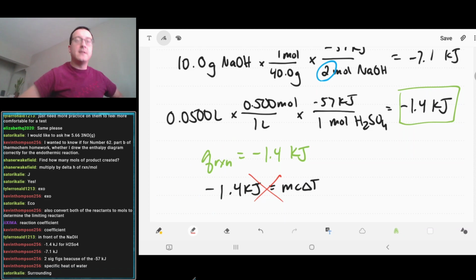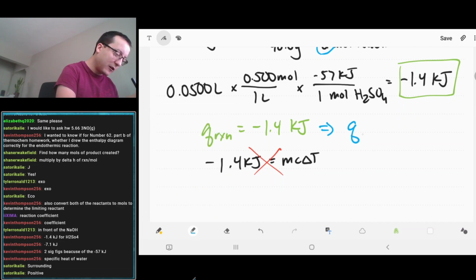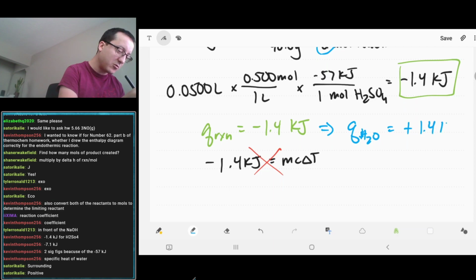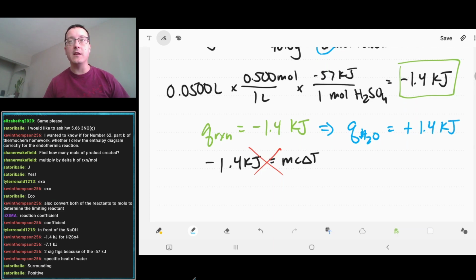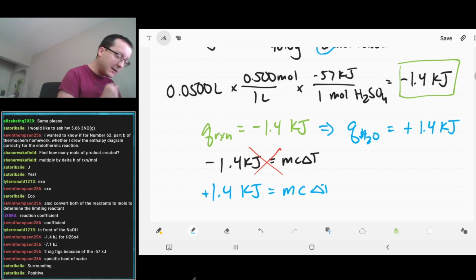Yeah. That's right. We have to understand that this tells us that the Q of the water, the solution, is going to be positive 1.4 kilojoules. Remember, the reaction and surroundings have opposite signs. So we're going to see that positive 1.4 kilojoules equals MC delta T.